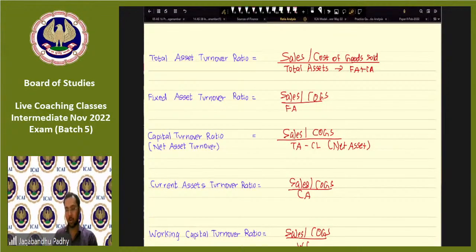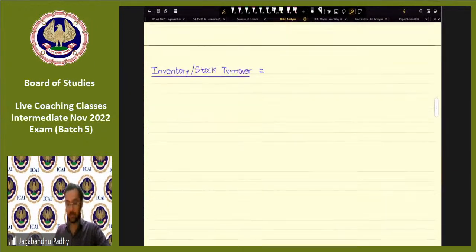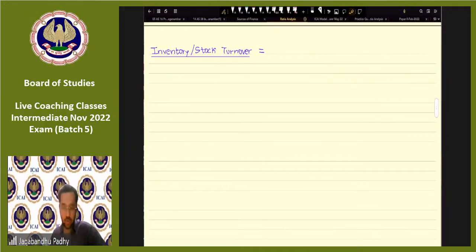So depending on the information, if the question is giving you information about COGS, you should use COGS. If there is no information about COGS, then you should be calculating using the sales figure. Okay. So working capital is current assets minus current liabilities. Now we have a really interesting ratio, which is the inventory or stock turnover ratio. Let's understand this with the help of a case.